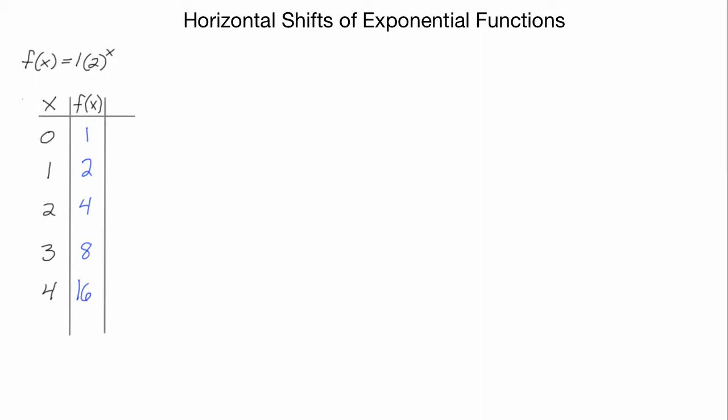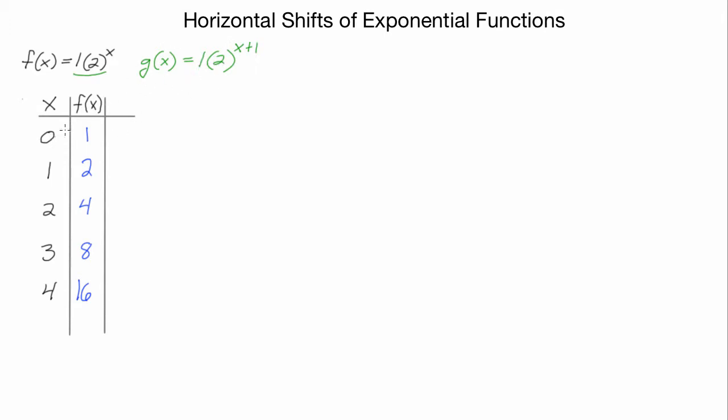All right, but we're going to mix it up. We want to figure out some horizontal shifts. I'm going to get a new function here, g of x. And we're going to take this same function, 1 times 2, but instead of to the x power, we're going to make it to the x plus 1. So we're going to add 1 to the input value every single time. Let's see what we get back now.